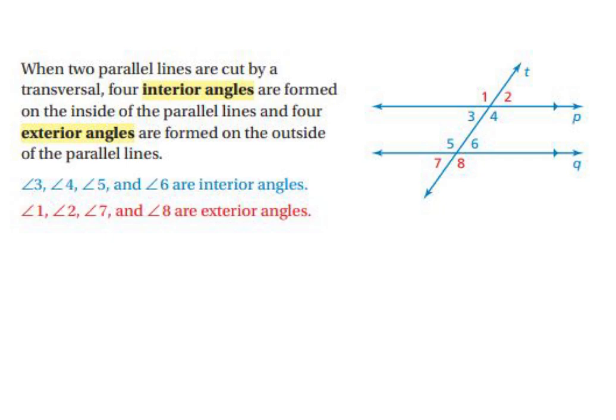Into our next section, we are dealing with parallel lines creating interior and exterior angles. When two parallel lines are cut by a transversal, 4 interior angles are formed. You can see these being 3, 4, 5, and 6, interior meaning inside. And 4 exterior angles are formed on the outside, 1, 2, 7, and 8. We'll use this information to help us solve problems throughout the rest of this lesson.